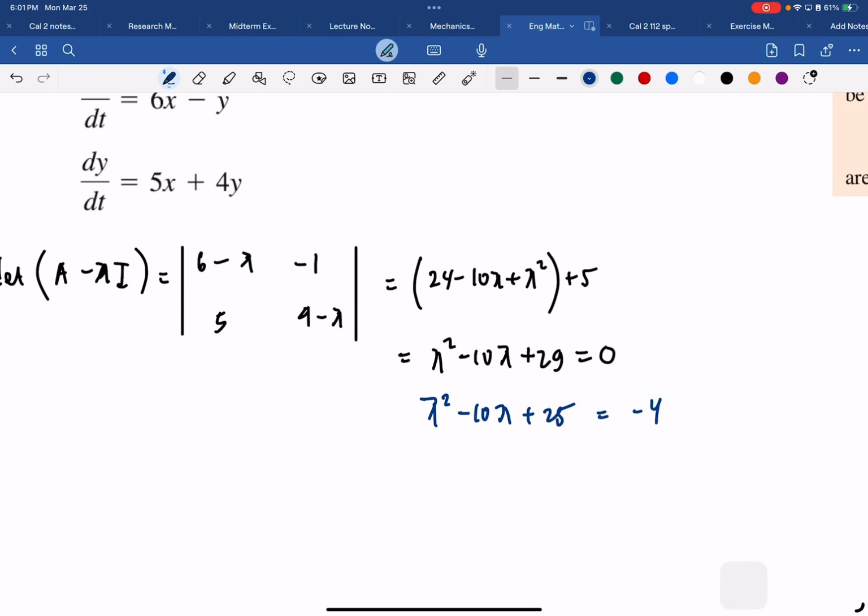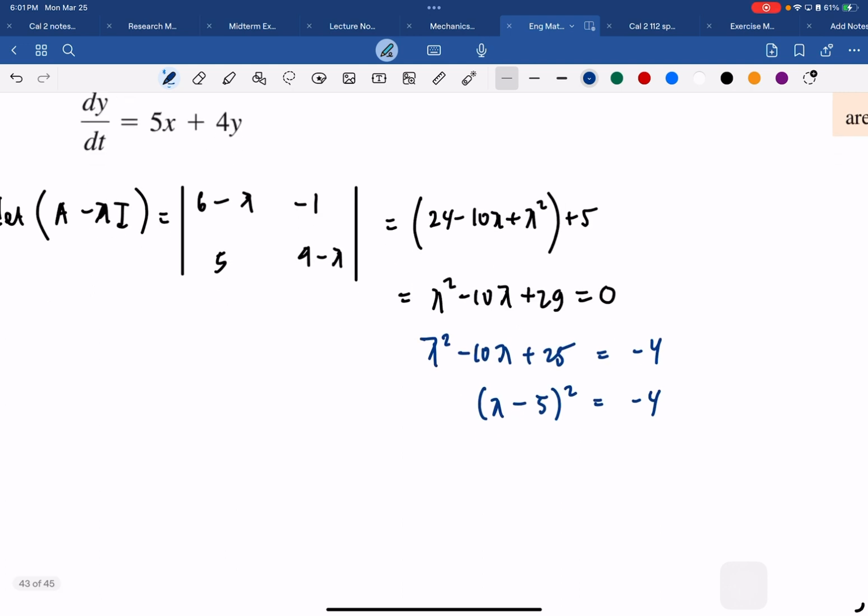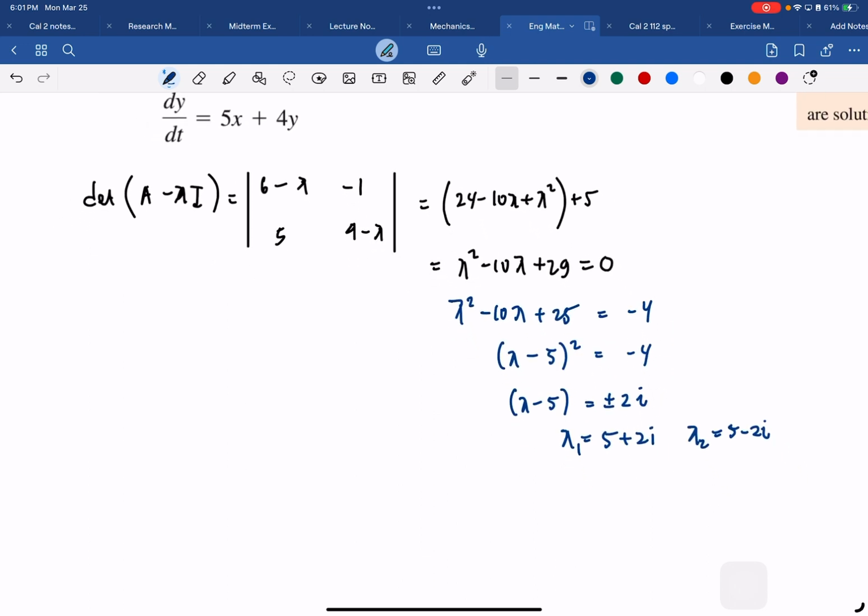So this will be negative 4. So this will be lambda minus 5 squared, and this will be negative 4. So we have lambda minus 5 equals plus or minus 2i. So lambda 1 is 5 plus 2i, and lambda 2 is 5 minus 2i. So we have a complex eigenvalue. And then we check for both values, starting with lambda 1, 5 plus 2i.